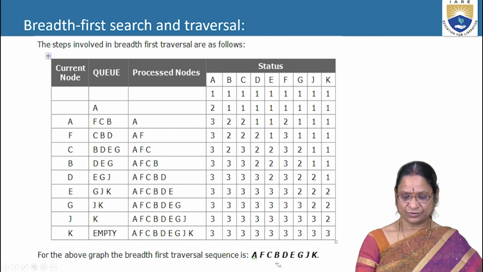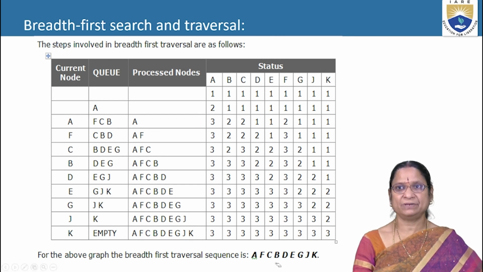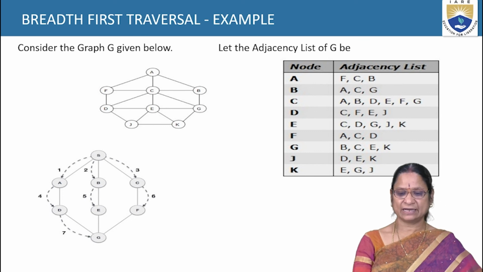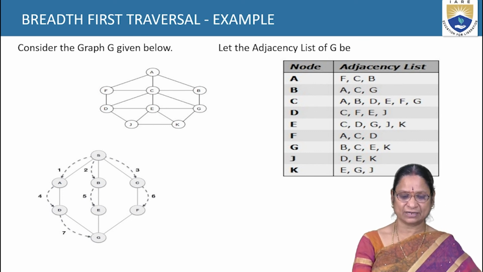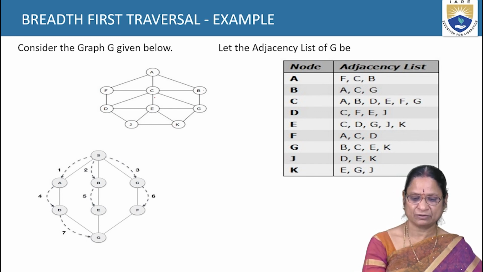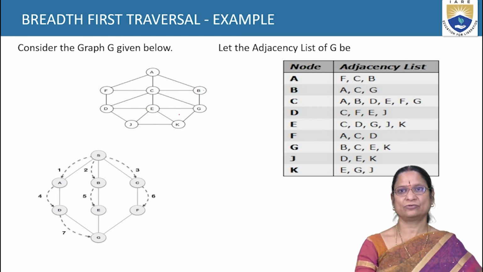In such a way, if we consider this, we will get A, F, C, B, D, E, G, J. So let us assume this is the graph we consider. We are considering an adjacency list. That means from A, all its neighbors F, C, B, and from F, all its adjacent vertices, that means only D. Like that, this is going to continue.